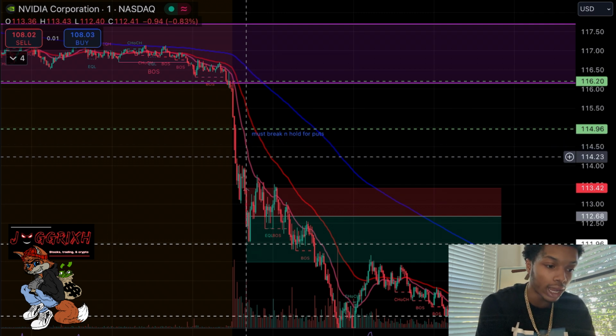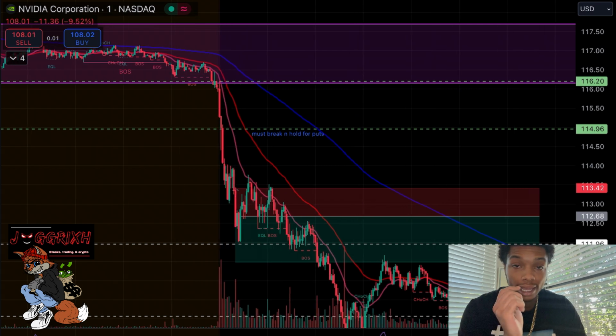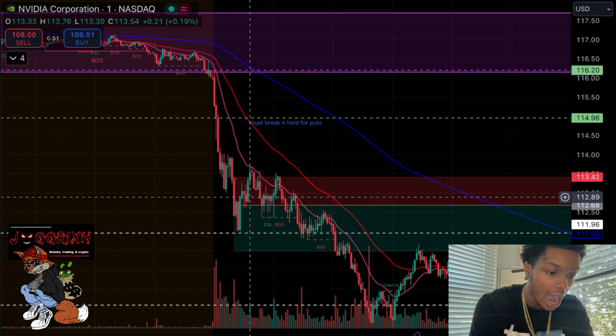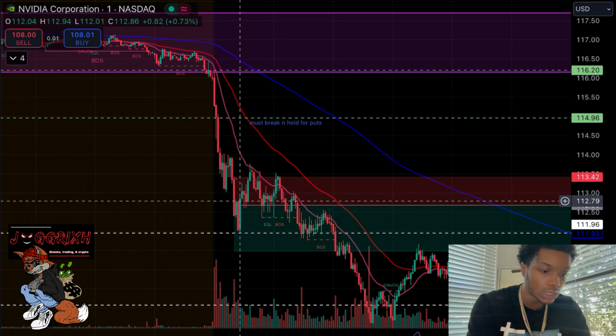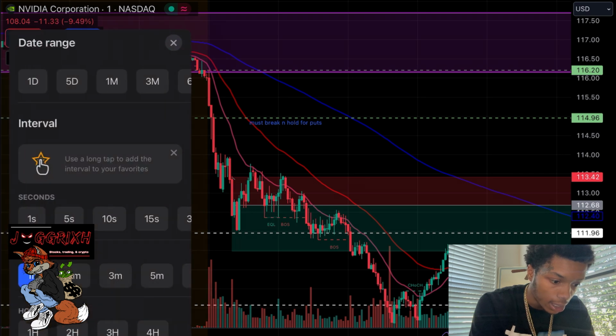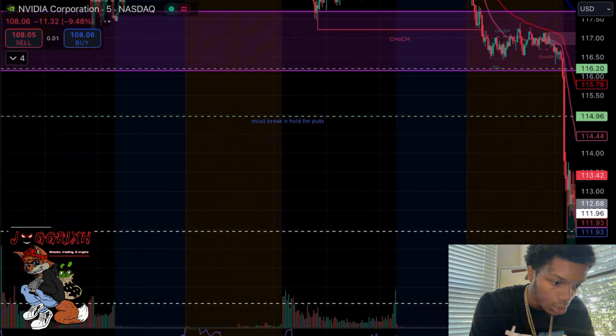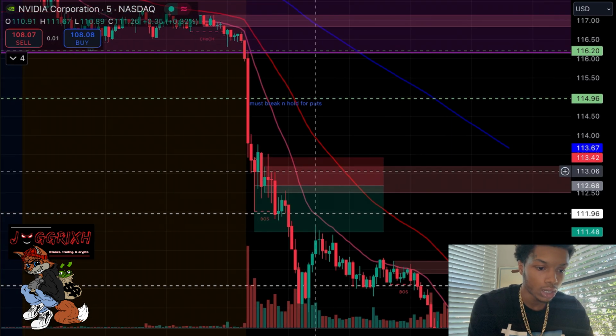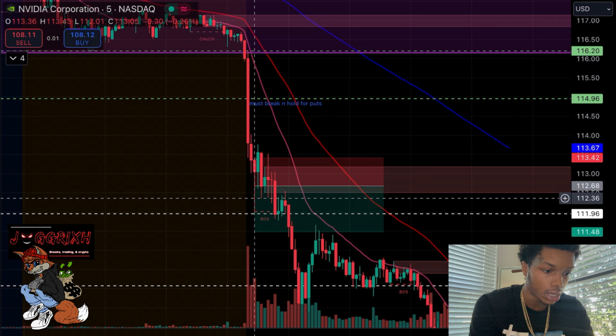This thing was a freight train down this morning, and I'm mad I didn't catch it in the first 30 minutes of the market. You understand what I'm saying? Because I caught kind of an all right entry on it. But I got in right around, hold on, let me put it on the 5-minute candles, man, so I can tell y'all exactly where I got in at.